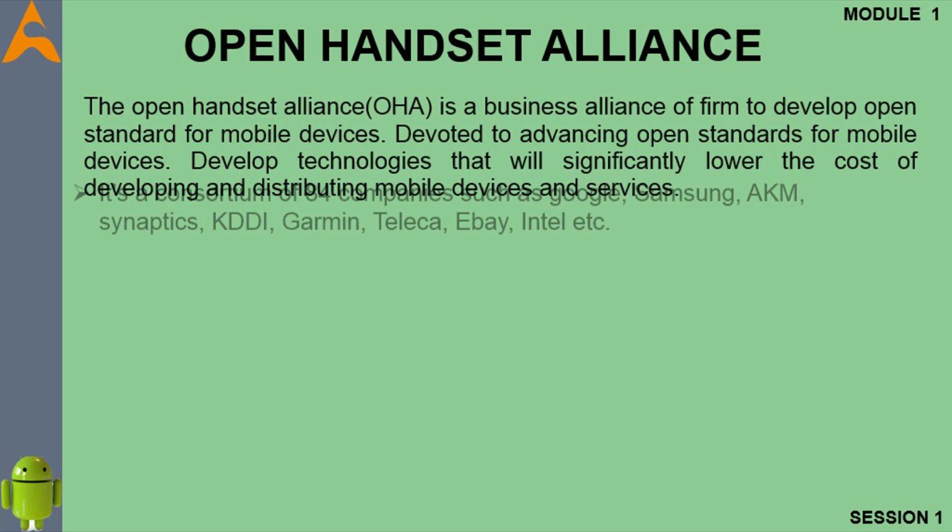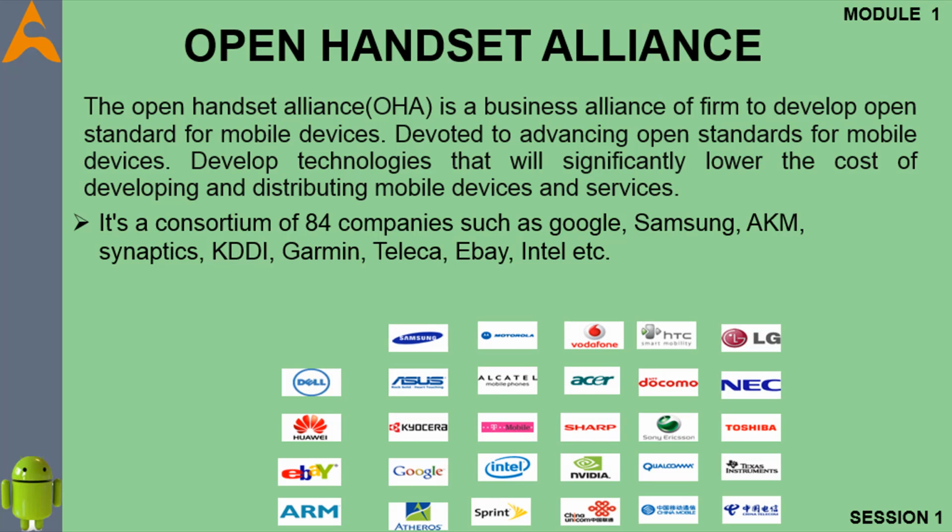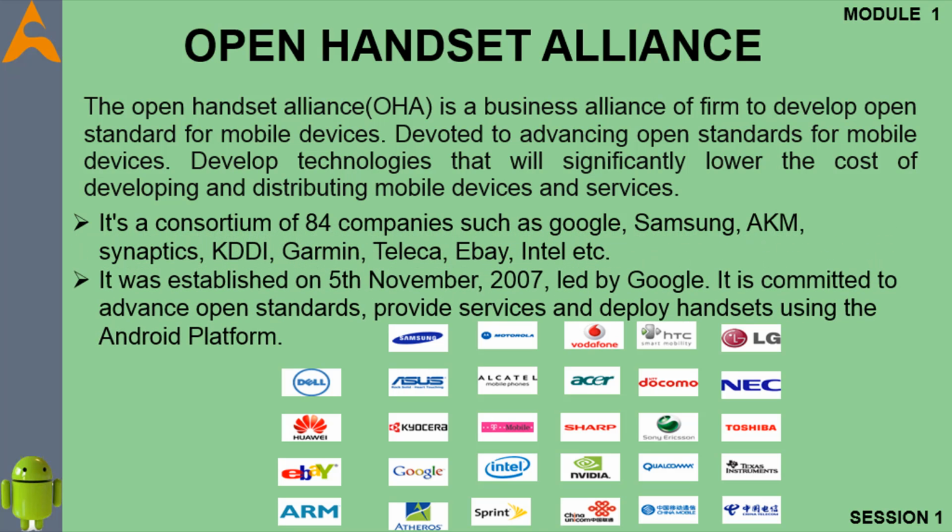It's a consortium of 84 companies such as Google, Samsung, AKM, Synaptic, KDDI, Garmin, Teleca, eBay, Intel etc. It was established on November 5, 2007, led by Google. It is committed to advance open standards, provide services, and deploy handsets using the Android platform.